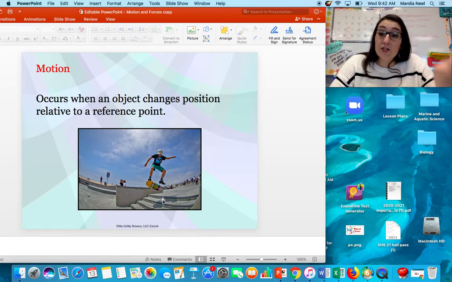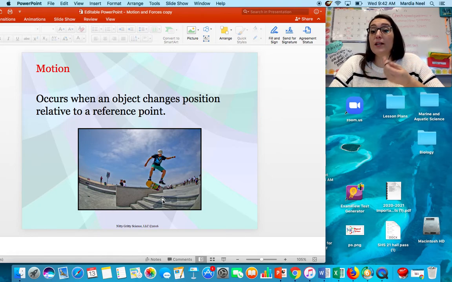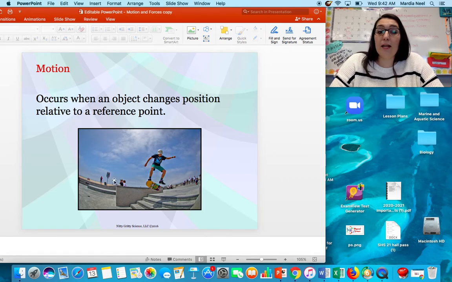That reference point can change between two people. I could look at this picture of the skateboarder, and I could use the stairs as a reference point. You might look at this picture of a skateboarder, and you might use this sign back here as a reference point. That's completely fine. If the object is actually in motion, it will change relative to both of those reference points. When we get into higher math and distances and displacements, that's really going to matter. Right now, you just need to know that you use a reference point to determine whether something's moved or not.